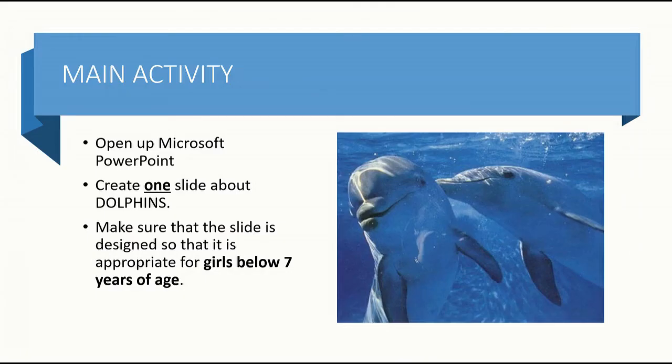Your homework for today will be to open up PowerPoint and create one slide about dolphins. This slide must be designed so that it is appropriate for girls below 7 years of age. So you are the ICT solution developer. Your audience is girls below 7 years of age, and you're expected to make one slide about dolphins for them. So keep in mind the needs of your audience.